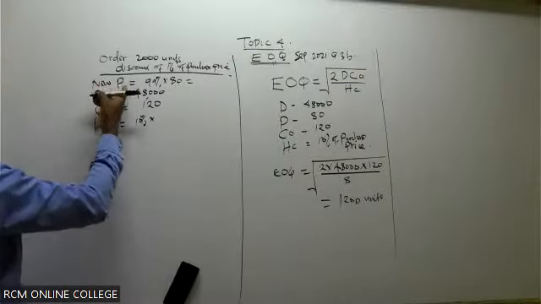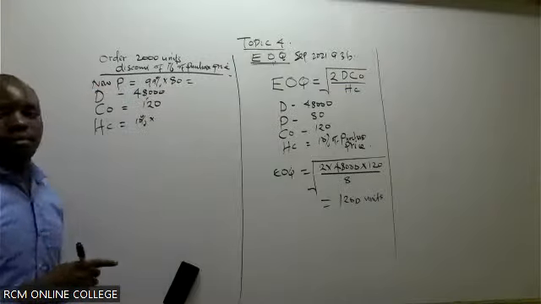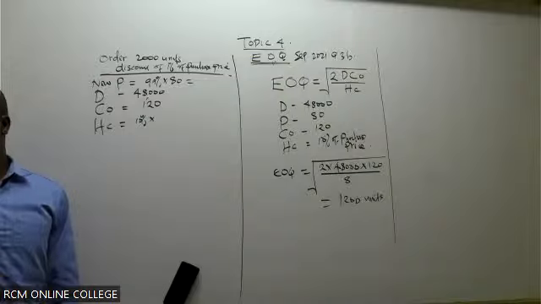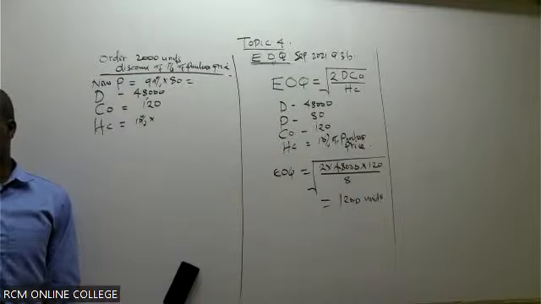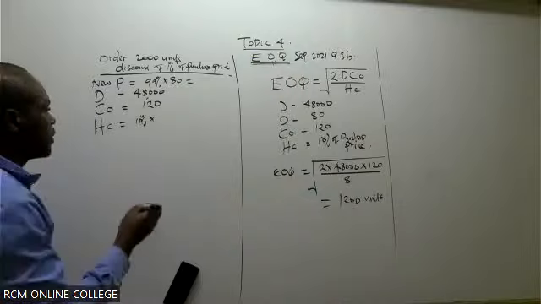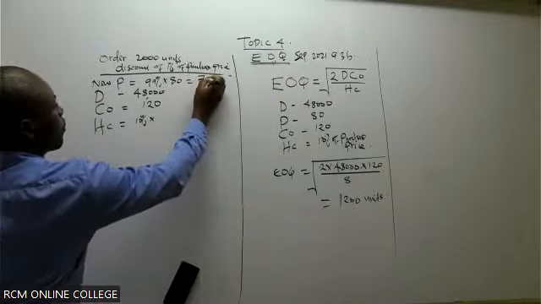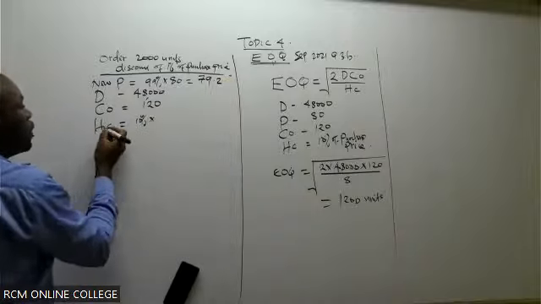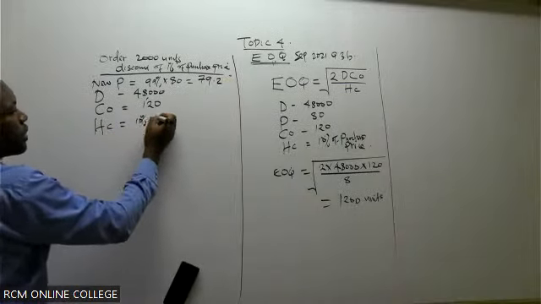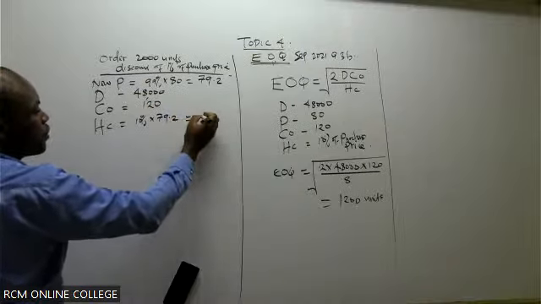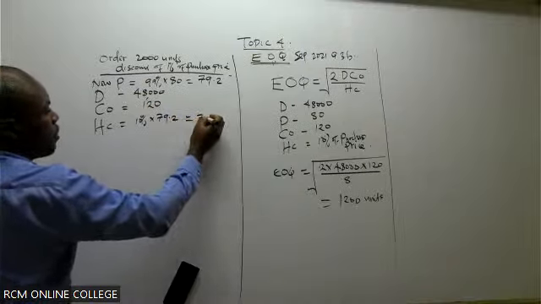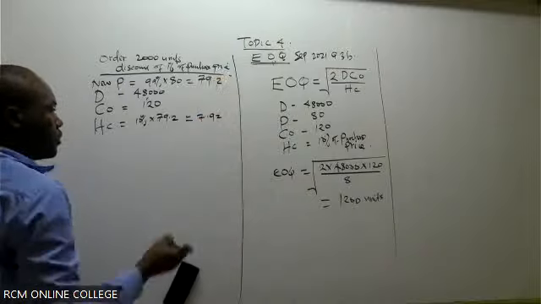About holding cost, it is now changing because it is pegged on the purchase price. So can you give me the new purchase price? That is 99% of 80. 79.2, is it? 79.2. It means our holding cost here is going to be 10% of 79.2, which I think will give us 7.92.